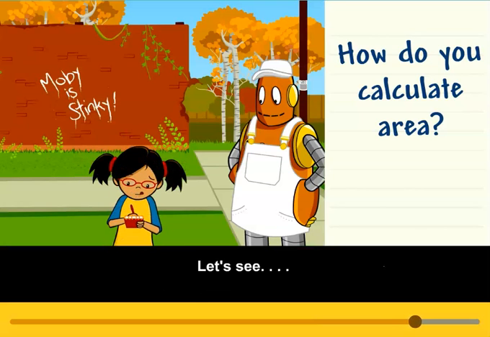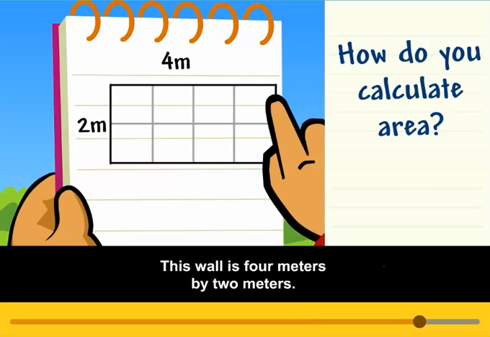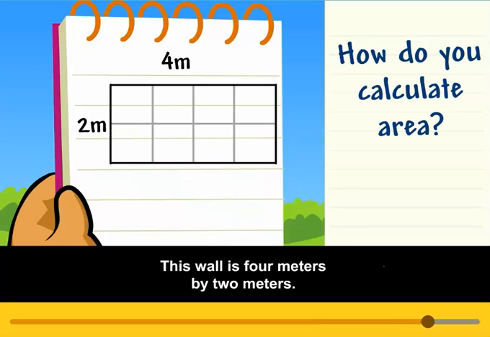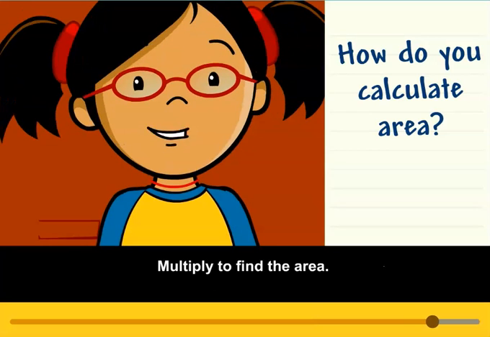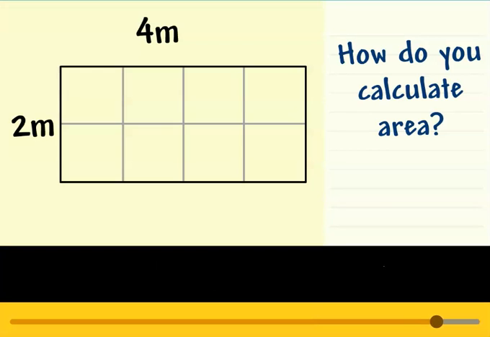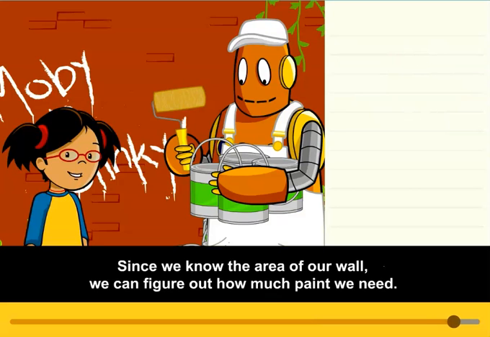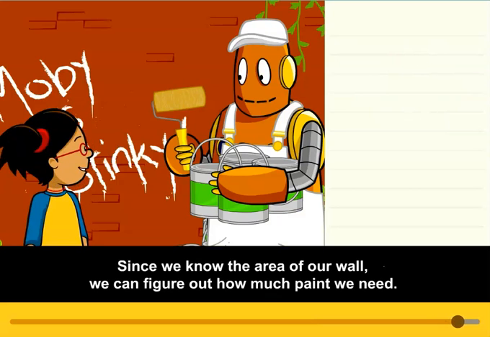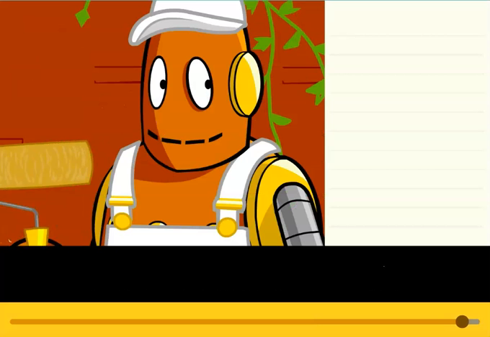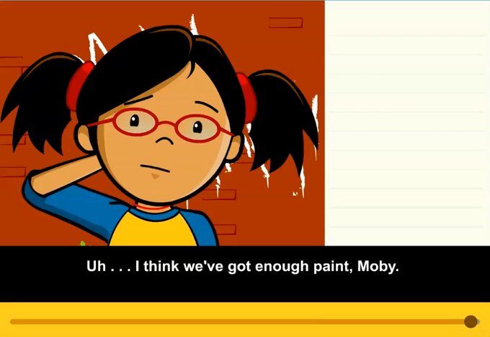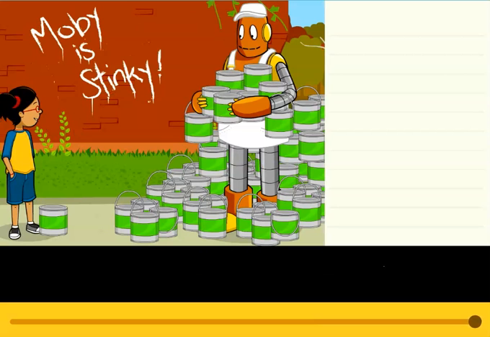Let's see. This wall is 4 meters by 2 meters. Multiply to find the area. 4 meters times 2 meters is equal to 8 square meters. Since we know the area of our wall, we can figure out how much paint we need. I think we've got enough paint, Moby.